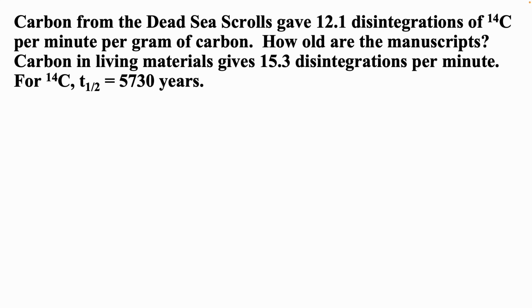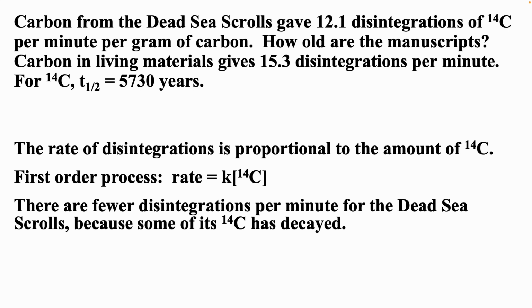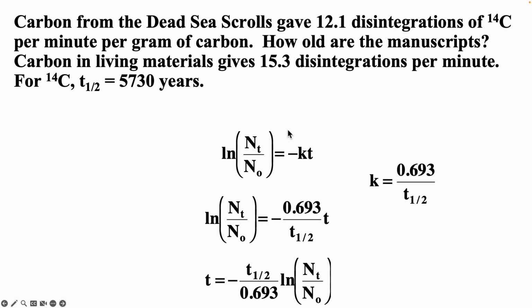And so for carbon-14, the half-life is 5,730 years. The rate of disintegrations is proportional to the amount of carbon-14. Remember, we're talking about a first-order process, and so the rate of disintegrations equals k times the concentration of carbon-14. And so it is proportional. And so there are fewer disintegrations per minute for the Dead Sea Scrolls because some of its carbon-14 actually decayed. And so we can go to the equations that we developed for first-order kinetics. Here we have the natural log of the concentration at time t over the initial concentration equals minus kt.